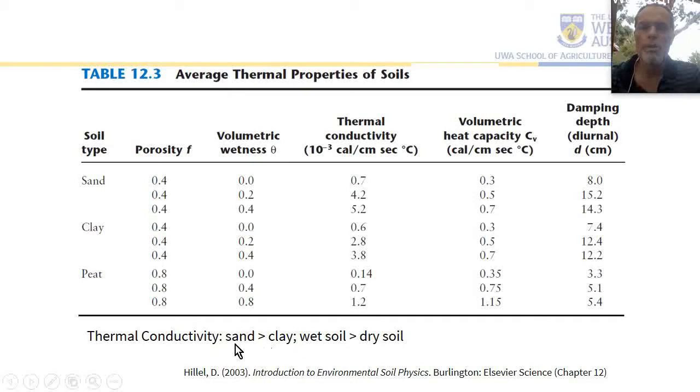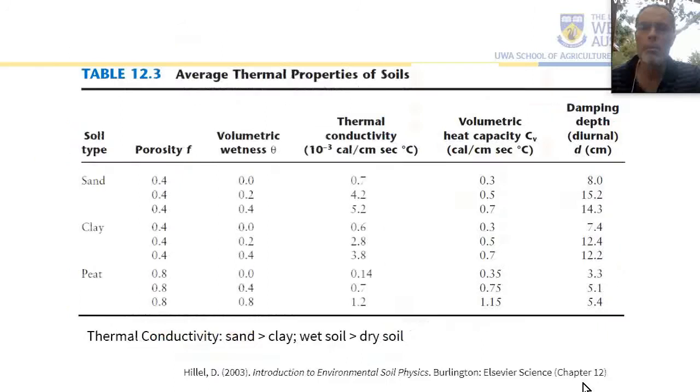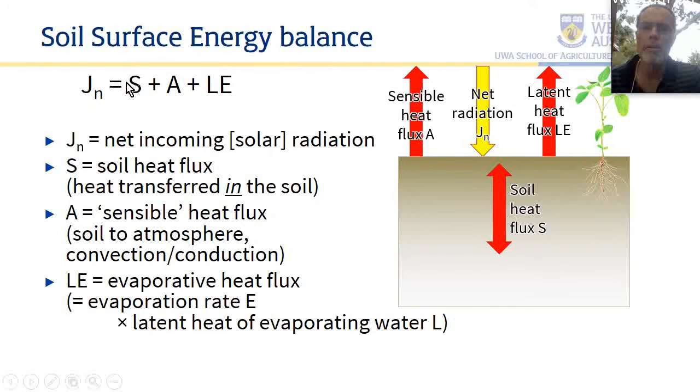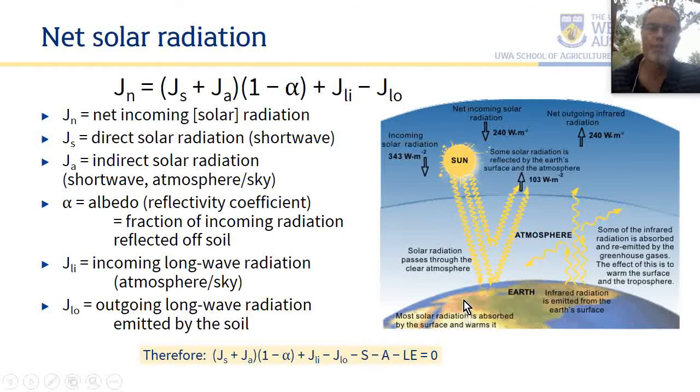Okay, so what do we see here? Thermal conductivity of a sand is greater than clay, and thermal conductivity of a wet soil is greater than a dry soil. So a little summary line at the bottom there, and this is from Daniel Hillel's Introduction to Soil Physics textbook. Now, the amount of net solar radiation is not trivial. So remember, a couple of slides ago we looked at the energy balance in soils, and we just put in on the left-hand side the net incoming solar radiation. Well, let's have a look at, in a couple of slides' time, what affects that.